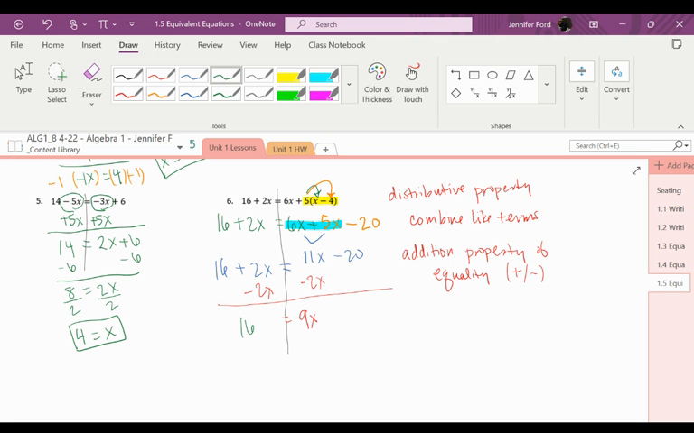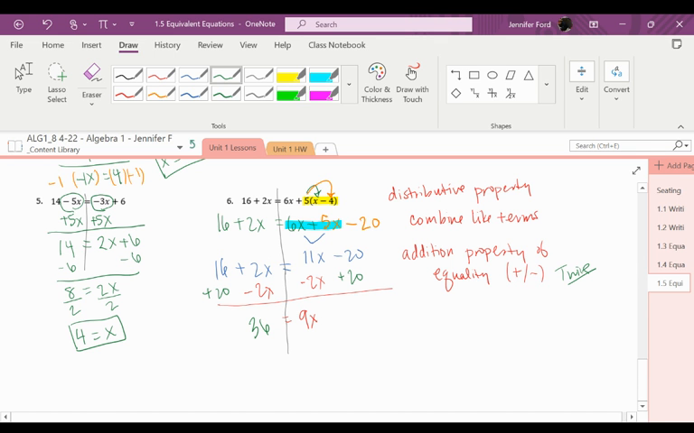But you could also, if you want to save yourself some space, the next thing I'm going to do, I know that my x's are going to be on the left hand or on the right hand side, so I need my numbers on the left hand side. Add 20 to both sides. So I've got 36 equals 9x. So I used the addition property of equality twice.